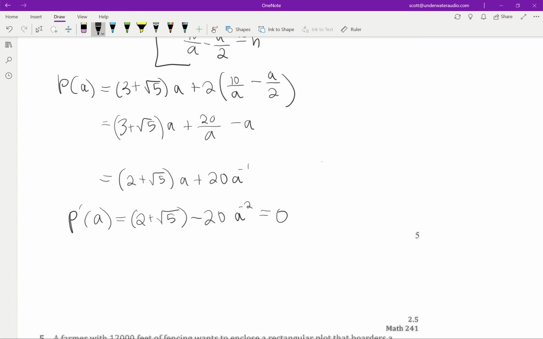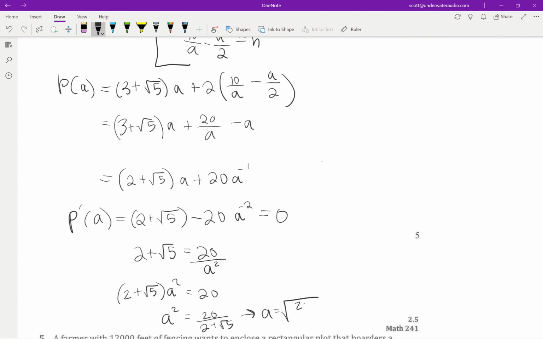And I would add 20a to the negative 2 to the other side. So I get 2 plus square root 5 equals 20 over a squared. Then I could multiply by a squared. So 2 plus square root 5, times a squared, equals 20. Then divide by 2 plus square root 5. Get a squared equals 20 over 2 plus the square root of 5. And that gives me a equals the square root of 20 over 2 plus square root 5. So this is my critical point.